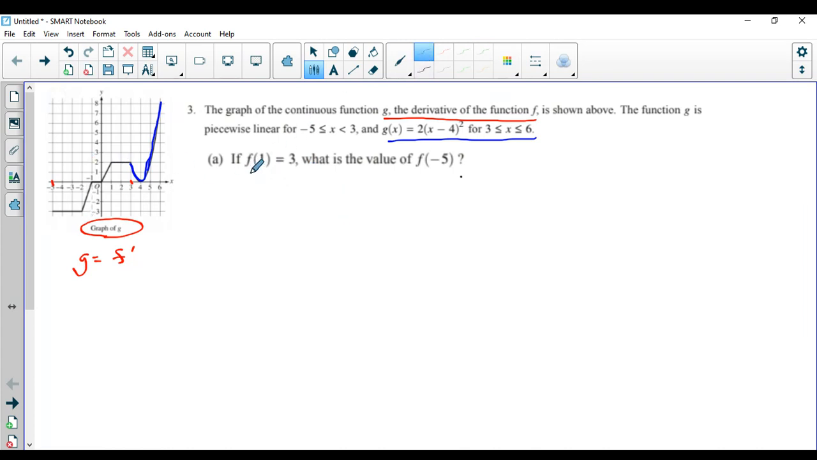It says if f of 1 equals 3, so that's some initial condition for f. I know the point (1, 3) is on f. It says what's the value of f of -5? Okay, so that's what I want to find. There's a couple ways to do this. I've been showing you both recently.